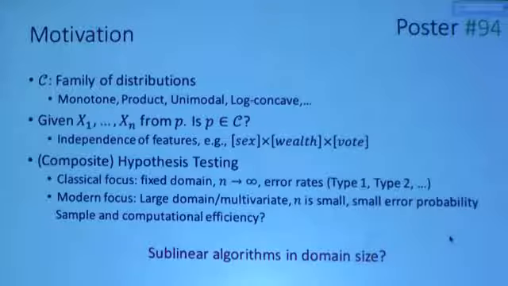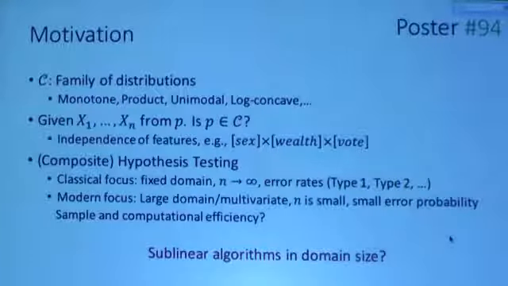For example, is the data coming from a monotone source, from a unimodal source? Or if it's a multivariate distribution, then are the marginals independent of each other? For example, suppose you observe a few examples from a three-dimensional categorical random variable denoting the gender, wealth, and voting preferences of individuals, and you may want to know whether these features are independent of each other. So as composite hypothesis testing, this problem has been extremely well studied in statistics for many decades now.